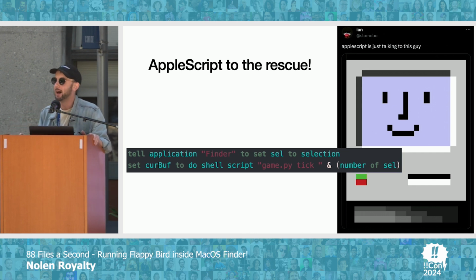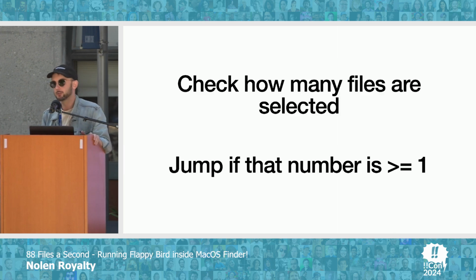The one guy at Apple that still works on AppleScript emailed me about this project, which was a huge deal for me. And you can just say, hey, AppleScript, how many files are currently selected right now? And it'll tell you. So our plan now is we're going to check how many files are selected. If the user has selected a file, that means they've clicked. That means that we jump.